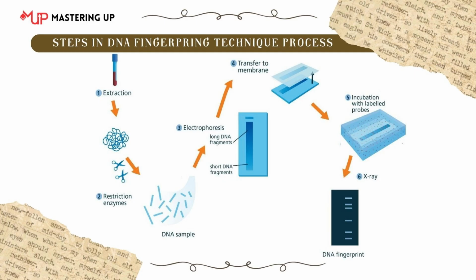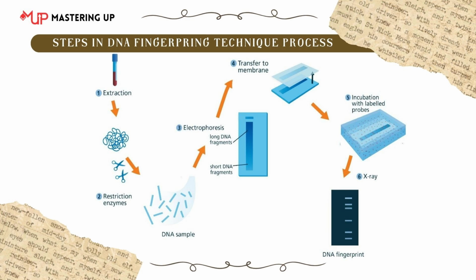Gel electrophoresis. The DNA fragments are then separated based on size using a technique called gel electrophoresis. An electric current moves the fragments through a gel, with smaller pieces traveling farther than larger ones, forming distinct band patterns. Southern blotting and probe hybridization. In this step, the DNA is transferred to a membrane and exposed to radioactive or fluorescent probes. These probes bind to specific DNA sequences, making the unique patterns visible.